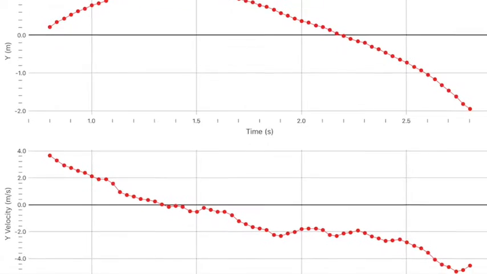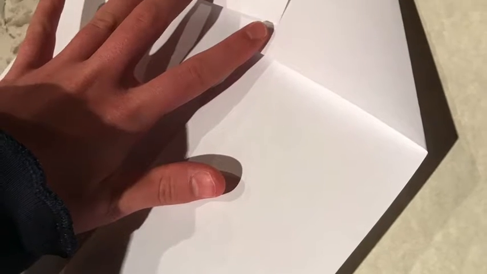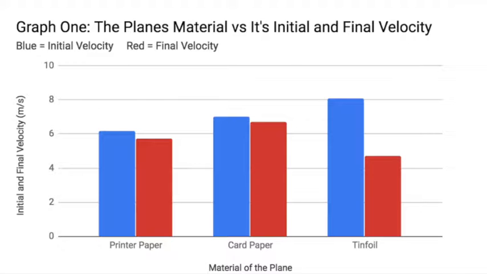To obtain the data about velocity for the different planes, it was only a matter of observing the velocity time graphs produced by the iPad. From those, one could compare the different materials. Here is the graph that was obtained.